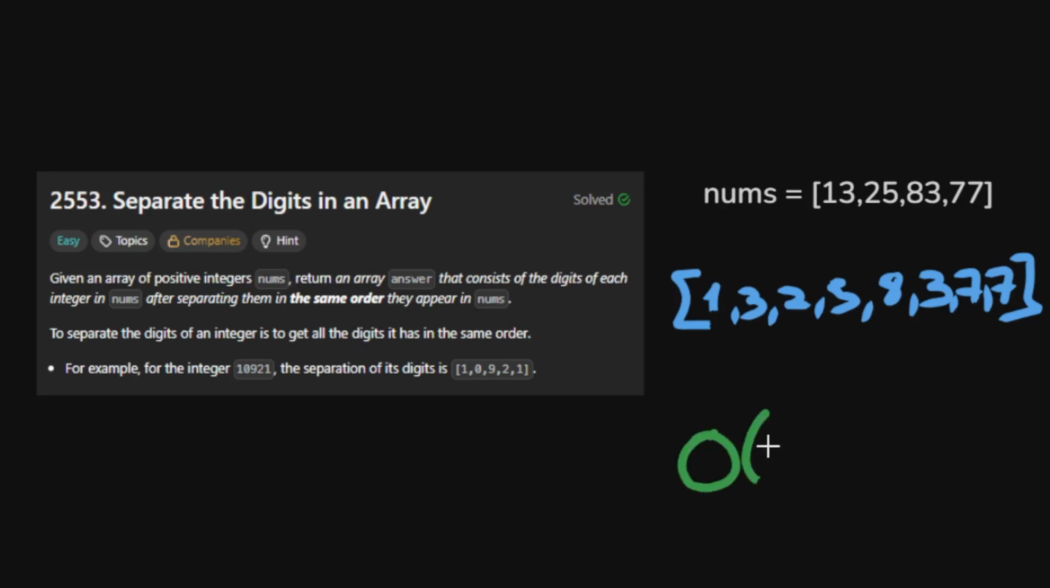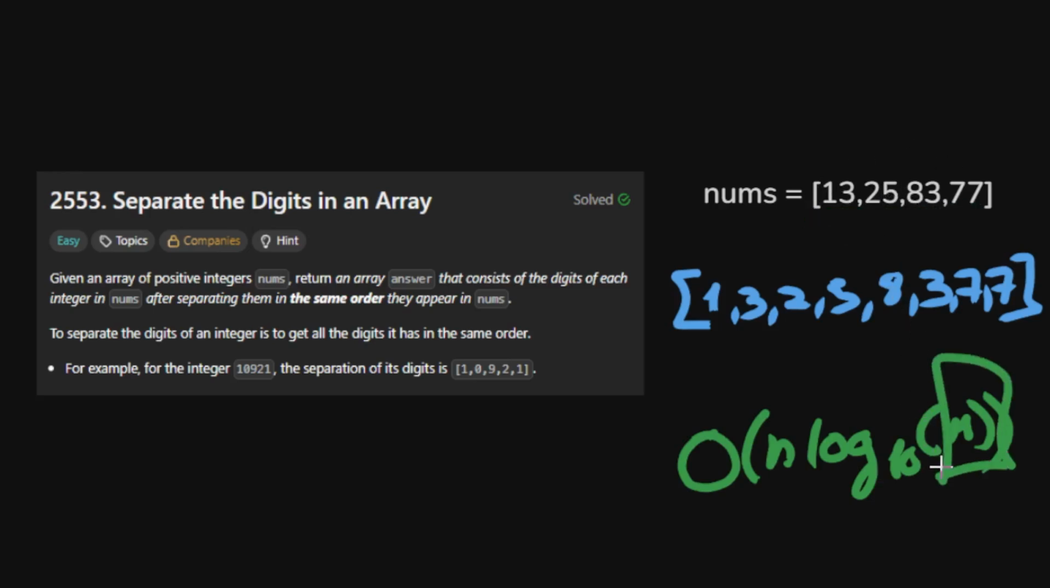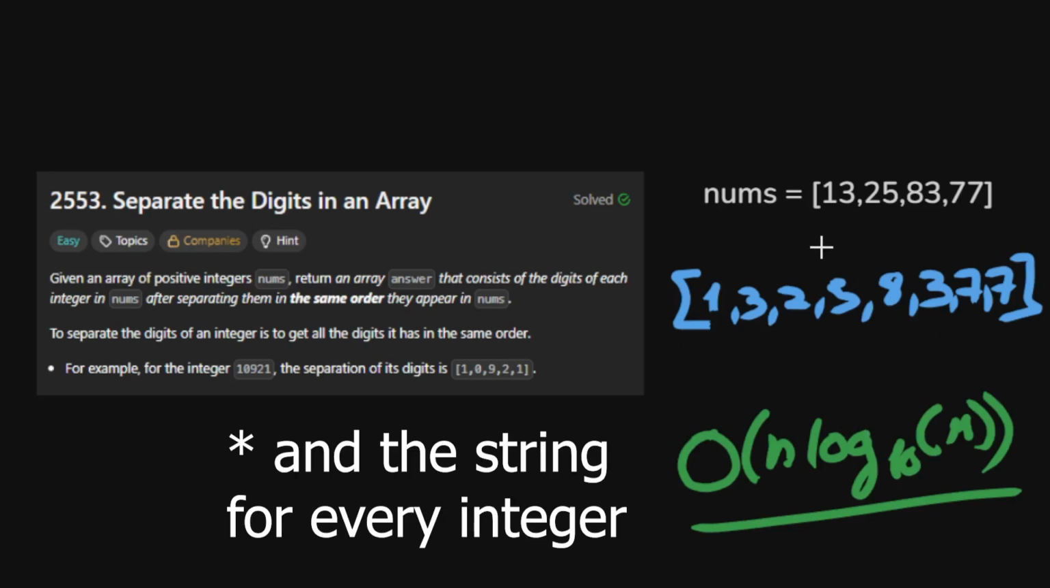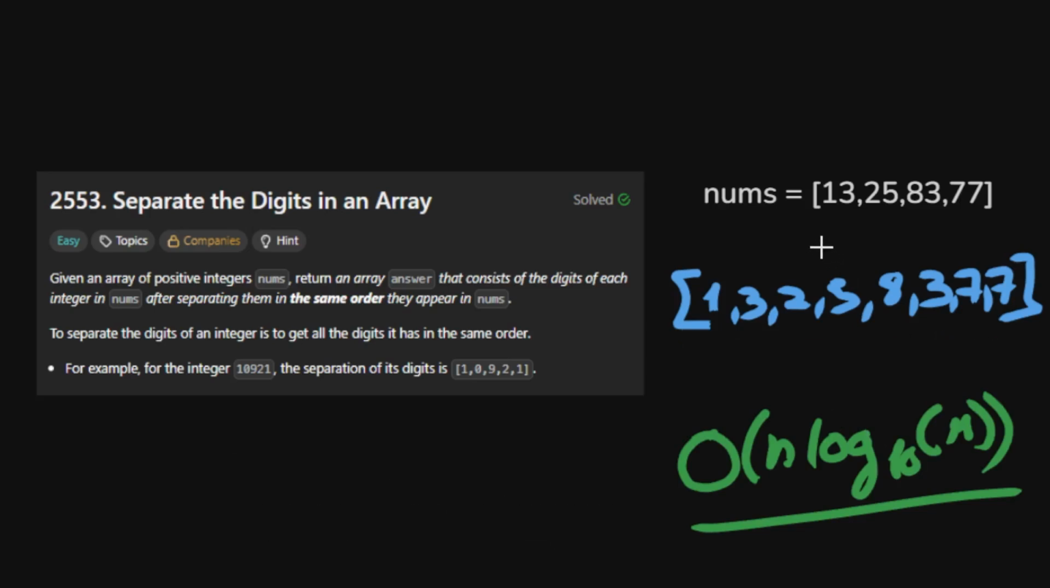Time complexity here is big O of n times log base 10 of the maximum number in the array nums. Why? Well, because we are going through every integer in the array, and from each of these we have to iterate every character. So the amount of digits in an integer is given by log base 10 of the integer. This means that the maximum amount of digits that we are iterating in any integer is given by the maximum number in nums. So this is overall time complexity, and space complexity is the same because of this array that we have to return. So with this in mind, now let's see how to code this up.